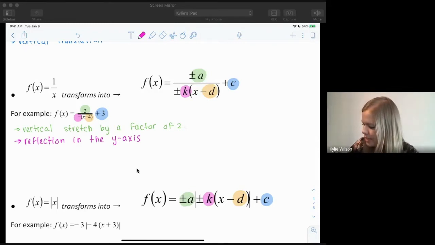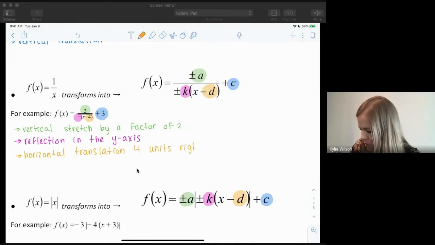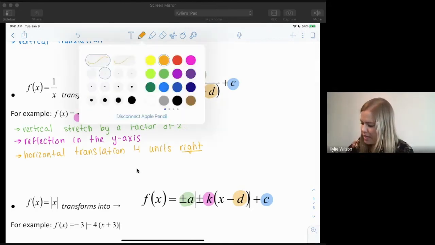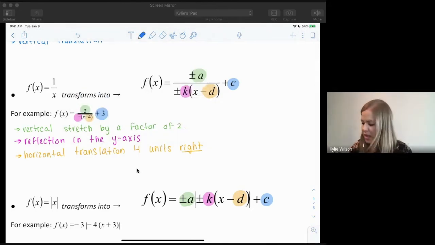Next is d. So because d is -4, we have a horizontal translation, 4 units right. So remember, because 4 is negative, we're going to be moving to the right. And finally, we have our C.